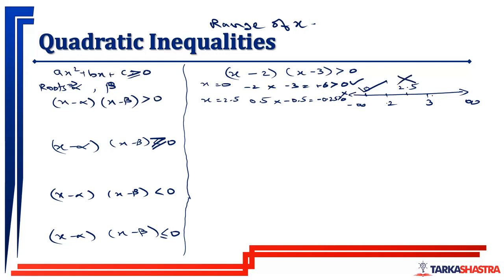Now 3 to infinity. Again, we can consider any value. Let us say we consider x is equal to 4. So 4 minus 2 is 2, 4 minus 3 is 1, which gives 2. Is it greater than 0? Yes, it is greater than 0. So this range works.